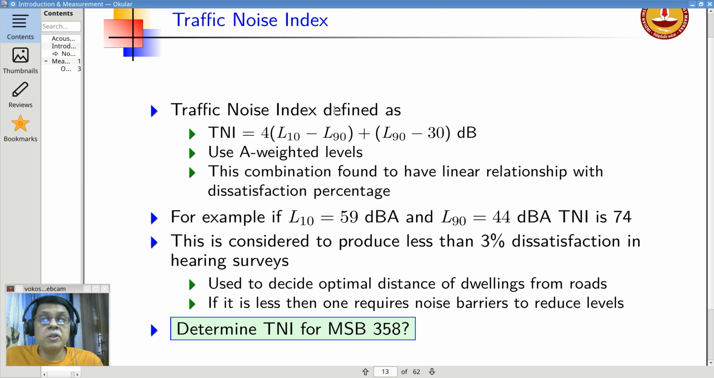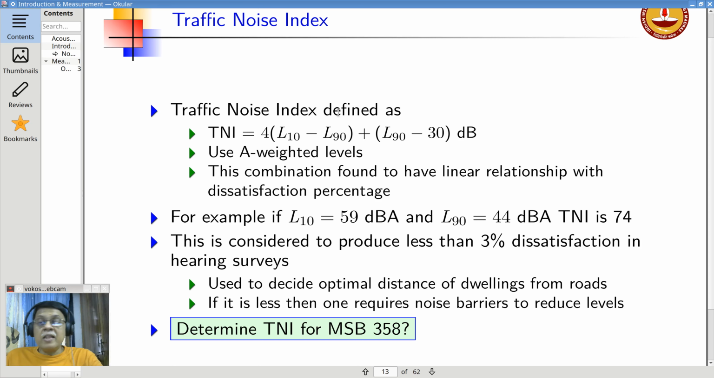So this is community noise. We use what is called the traffic noise index, which is based on LN noise levels, L10, L50 and L90 levels. Please note that L10, L50, L90 are all applied to the same noise signal that has been measured.